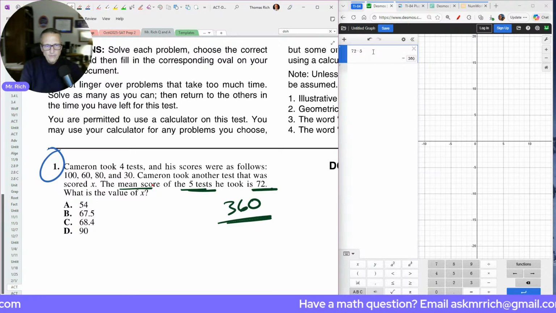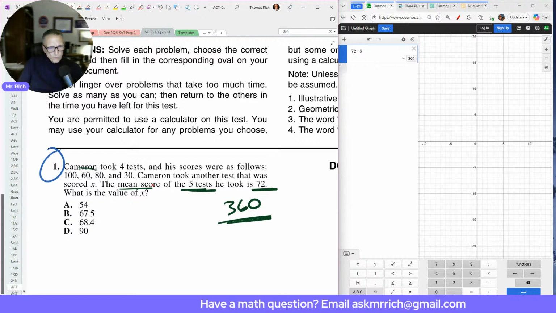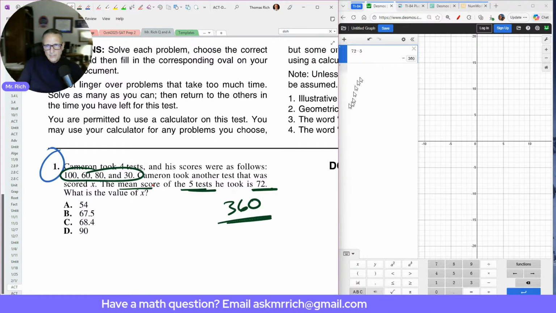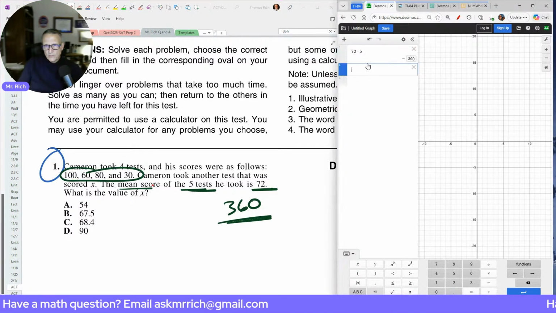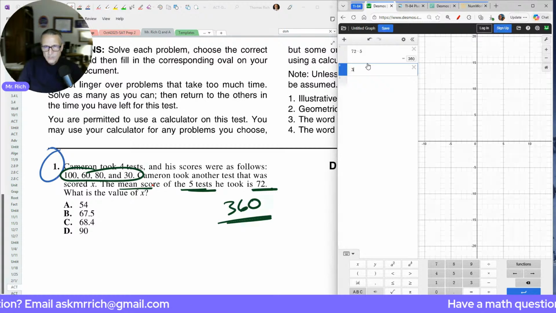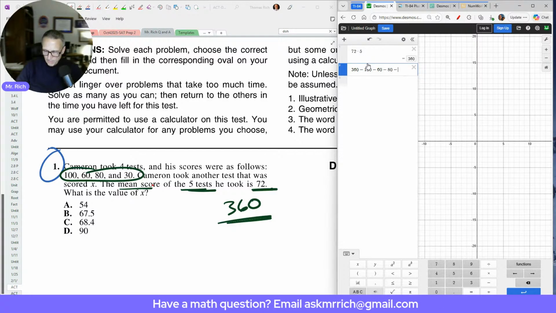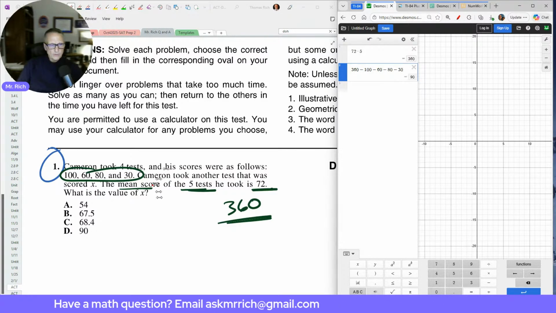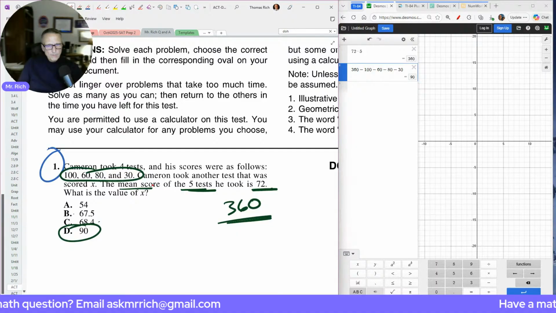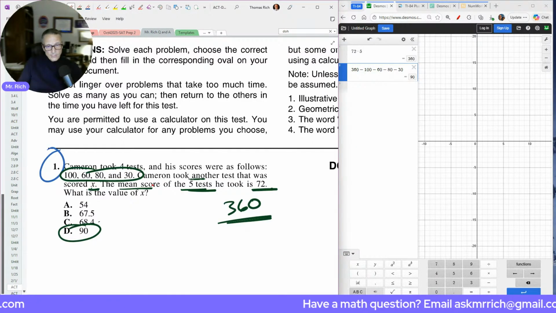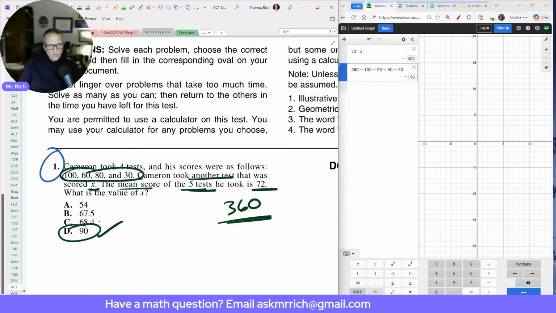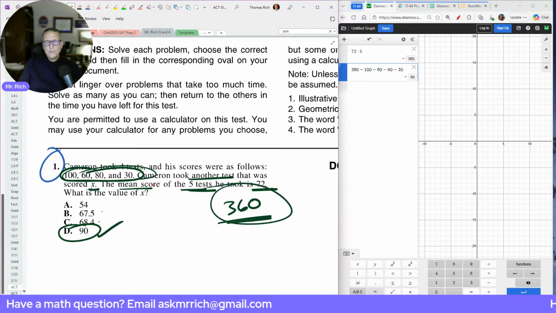So I've got that 360. Now, these were the 4 test scores, so I'm going to take those away from the 360. I'm going to come up here in Desmos in line 2 and do 360, and then I'm just going to take each one of those away one by one, minus, minus, minus, and it leaves me 90. That would be my answer, the value of x, the other test that he took, the 5th test. It had to have been a 90, so that all 5 of them would add up to 360.